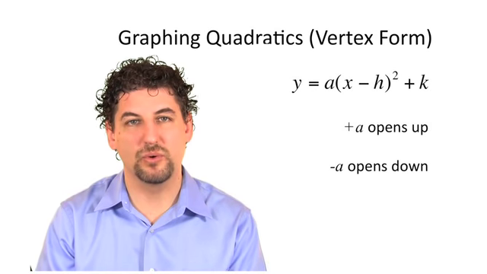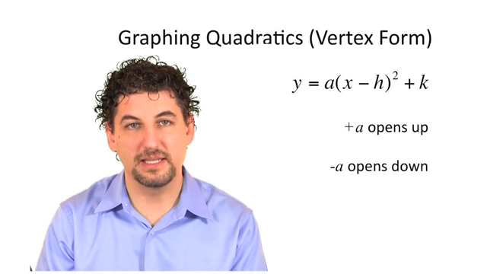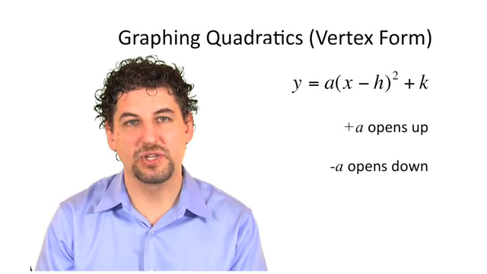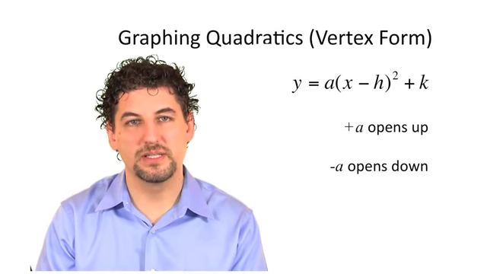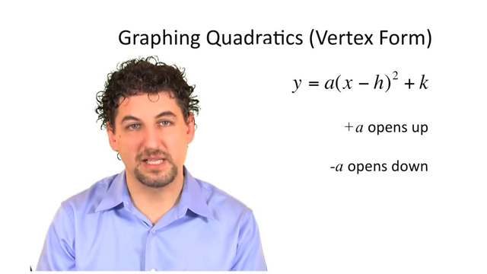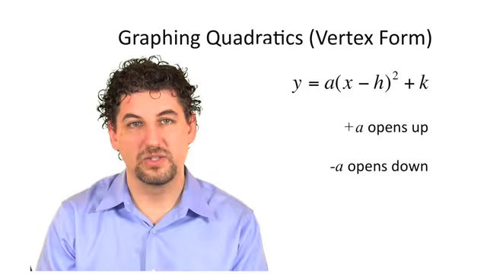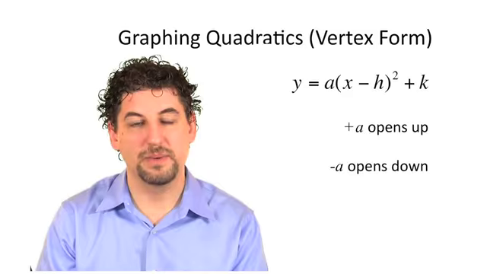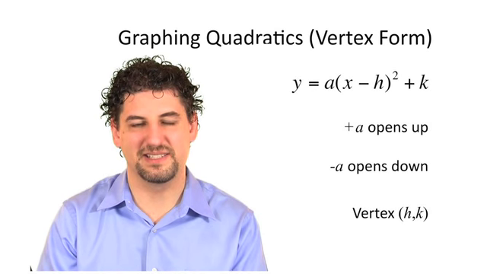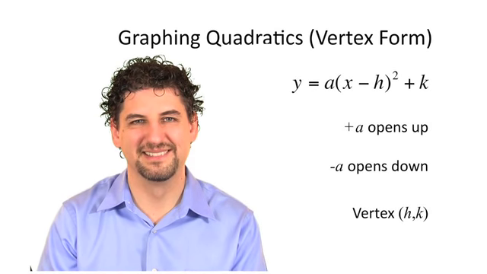The vertex for a parabola in this form is h comma k. So you can simply get the value of the vertex, which is that maximum or minimum point, just by looking at the values of h and k. All right, so those are my tips for you today, and I'll see you after the video's over.